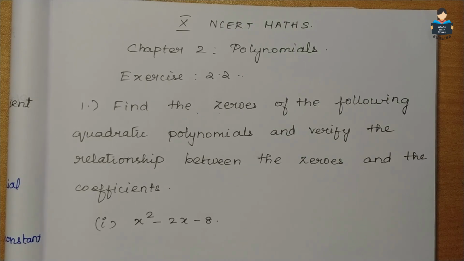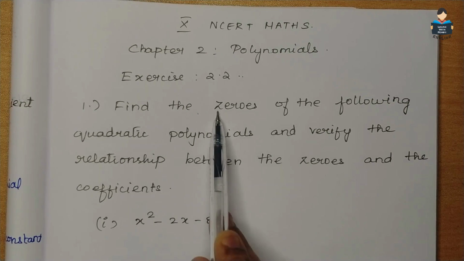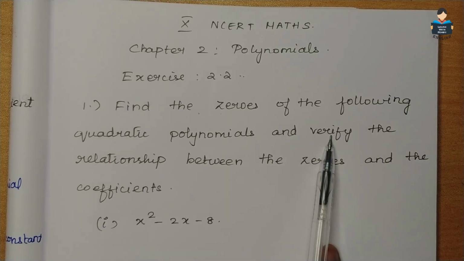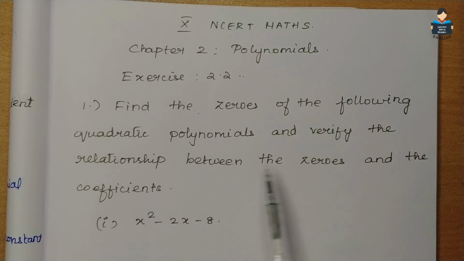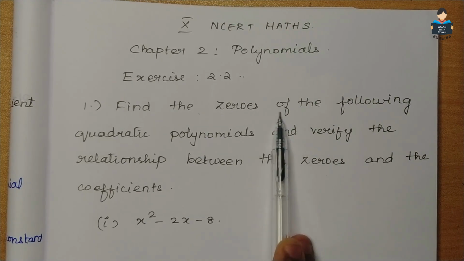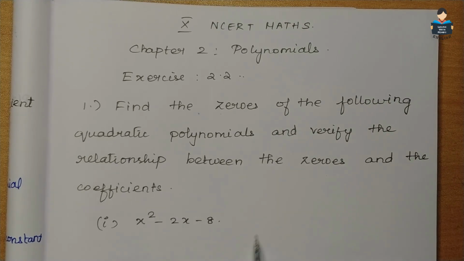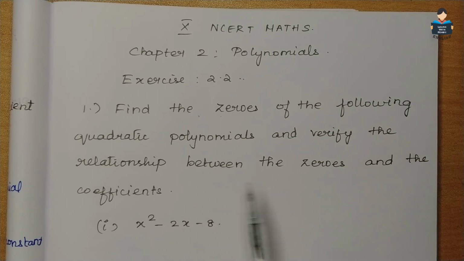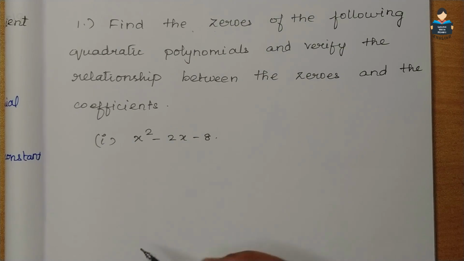In this video, we are going to see Chapter 2 Polynomials, Exercise 2.2, question number 1. Find the zeros of the following quadratic polynomials and verify the relationship between the zeros and the coefficients. So we have to find the zeros of the given quadratic polynomial first, and then we have to verify the relationship between the zeros and the coefficients. So we are going to see the first sum, x square minus 2x minus 8.